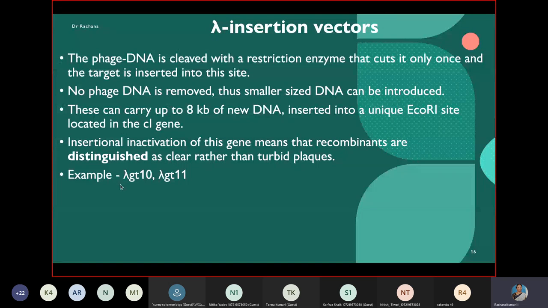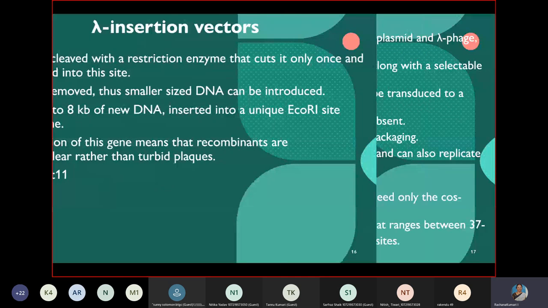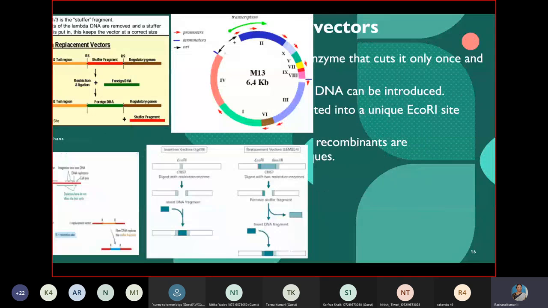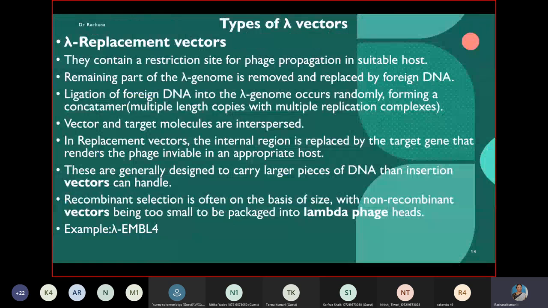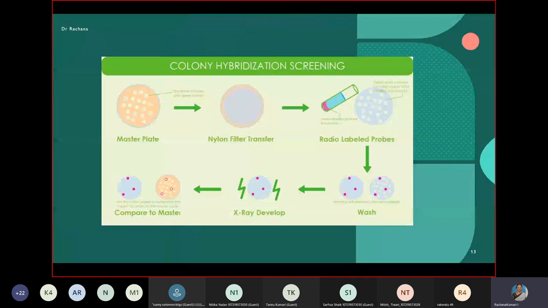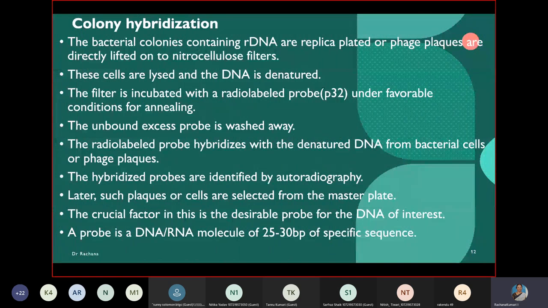The two examples of lambda insertion vectors are lambda GT10 and lambda GT11. Just let me go back to the previous slide. Another example which we can use, not only the lambda genome, we can also exploit the M13 phage for construction of recombinant vectors, bacteriophage vectors.